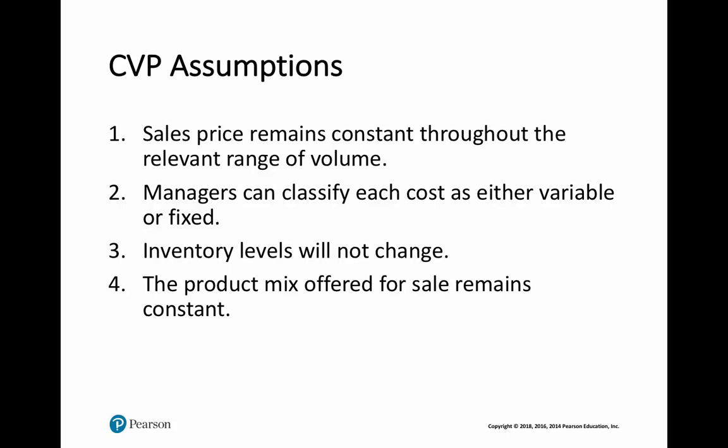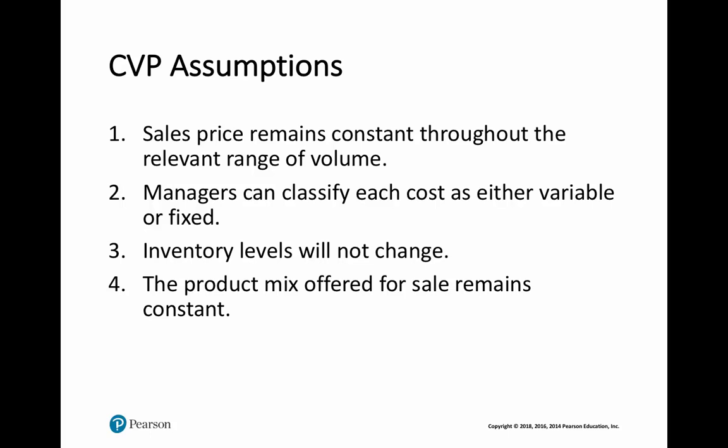And then lastly, and this is going to really come into play when we talk about our 4th learning objective, the product mix offered for sale remains the same. So again, for every 10 items that we sell, if we're selling multiple products, it's going to be the same mix. So if we sell 10 products, 6 out of every 10 will be product A, 4 out of every 10 will be product B. So we can see that mix will be the same. 6-to-4 ratio is going to hold true, and it's a constant.